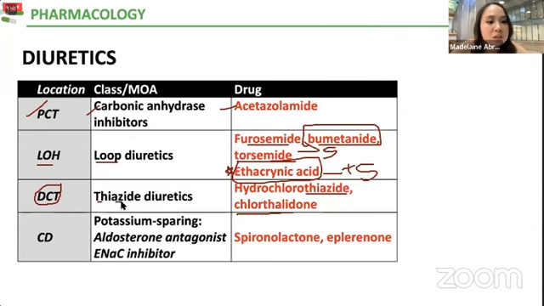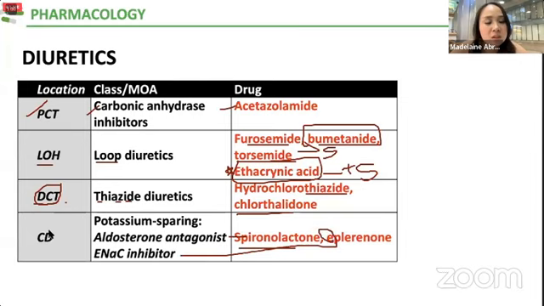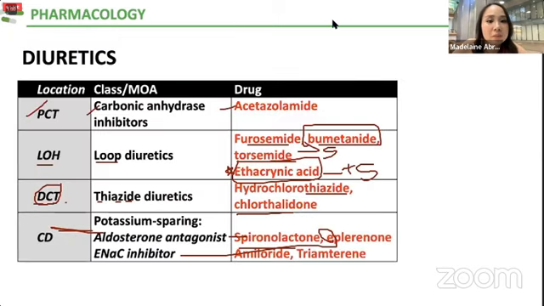Your thiazides, your hydrochlorothiazide, chlorthalidone. So these are diuretics acting on the DCT. So T, Z, D acts on your DCT. Palatandaan ko for that. And then yung spironolactone is an aldosterone antagonist, while your eplerenone is an ENaC inhibitor, which are acting on the collecting ducts. Okay, remember these mechanisms at least, no? And also your spironolactone and eplerenone are aldosterone antagonists, while your ENaC inhibitors are amiloride and triamterene.